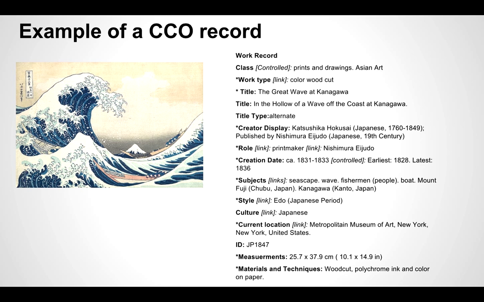So work type, the title, creator display, who made it, who published it, the role of the creator, creation date, subject, style, culture, location, measurements, materials and techniques. These are all indicators of what is required of the CCO.